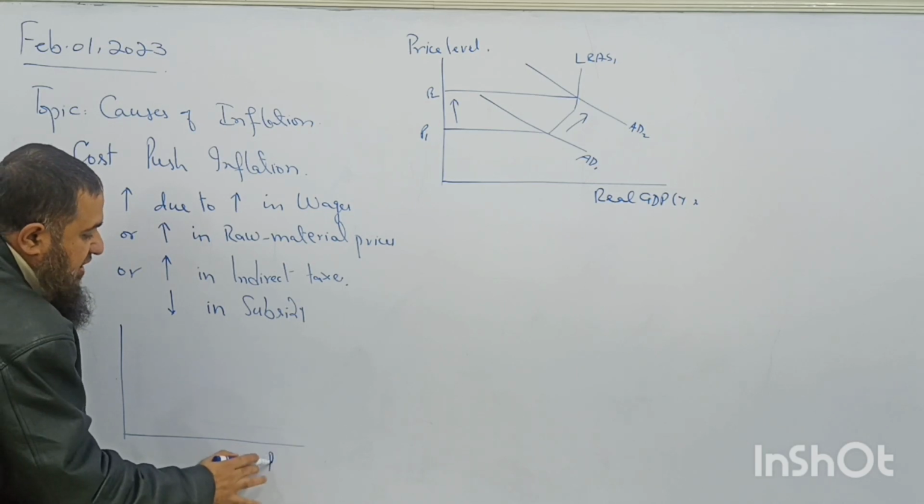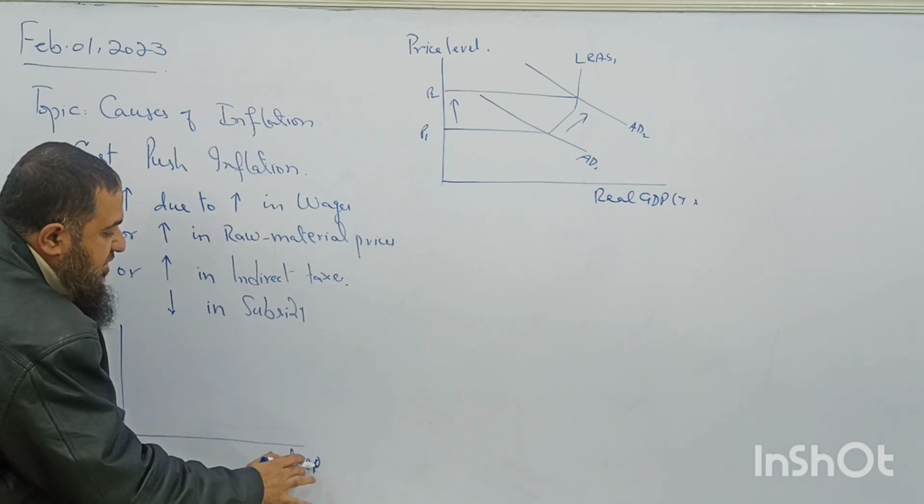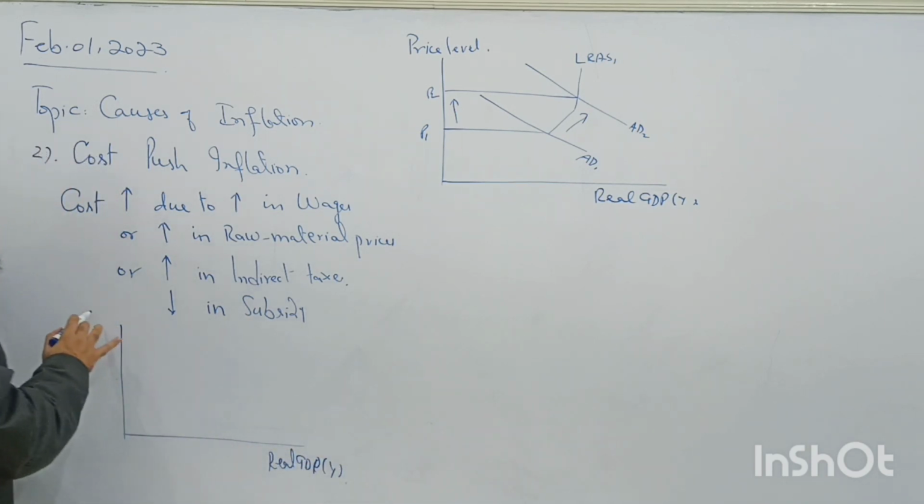Now during the short run, what is going to happen? Real GDP, and this is Y, and this is the price level.